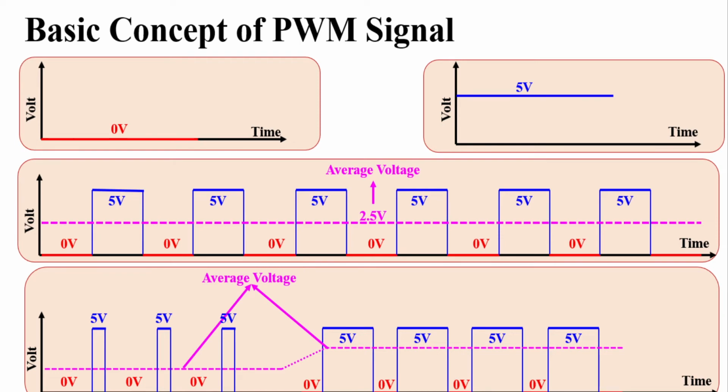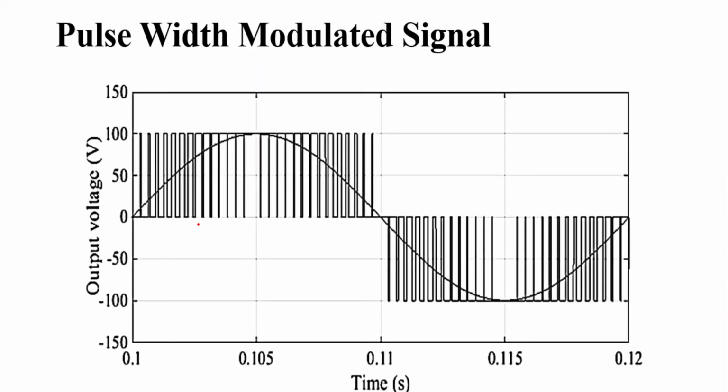So assume if we apply the same concept and keep on changing the width of the signal, then in that case we can have a sine wave kind of signal, which will be the average DC signal of the square wave itself. So this is called pulse width modulated signals, because here you see the width of the pulse is changing. Here we have lower width, or smaller width, and here we have larger width.